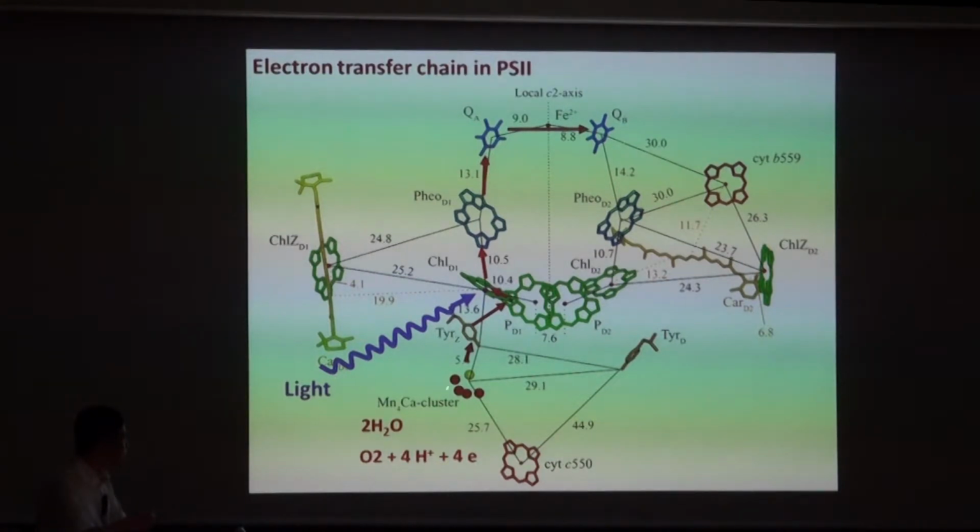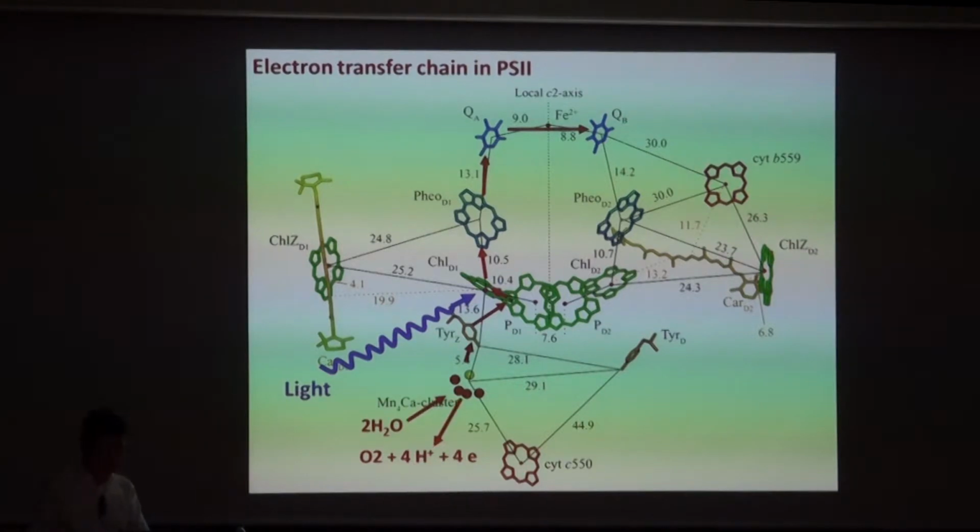And when this reaction happens 4 times, 4 photons come in and 4 electrons are removed from 2 water molecules, then the 2 water molecules are split immediately to produce 1 molecule of oxygen. And this is the whole process of water splitting. So, as you can see, the manganese calcium cluster is the direct catalyst for this water splitting.